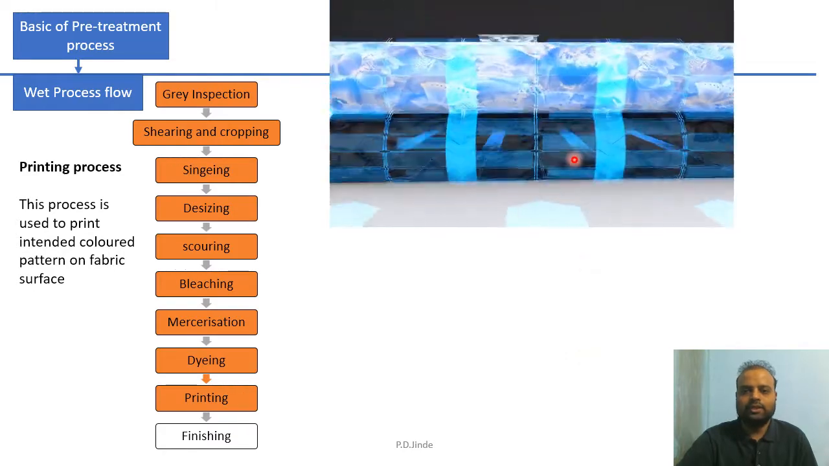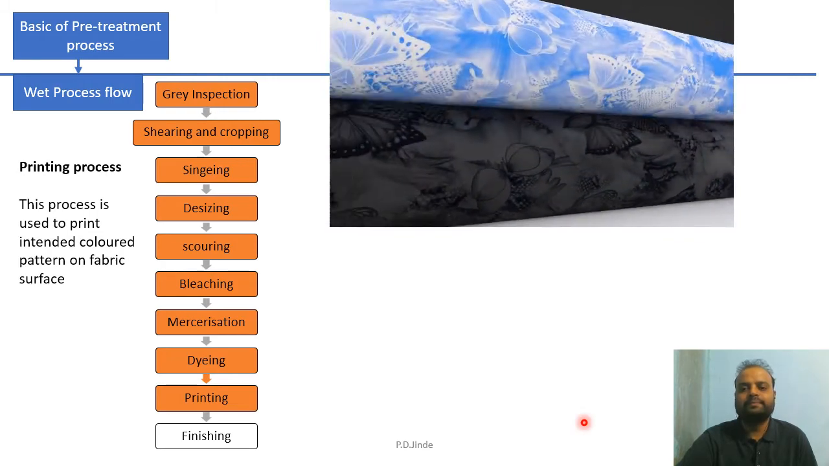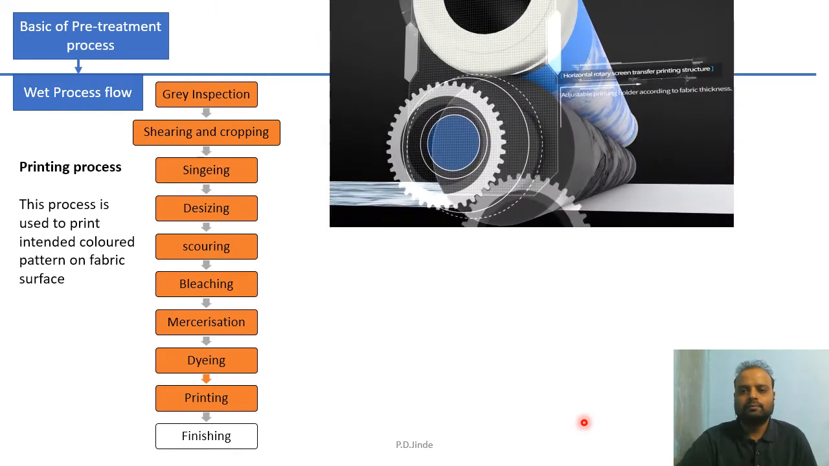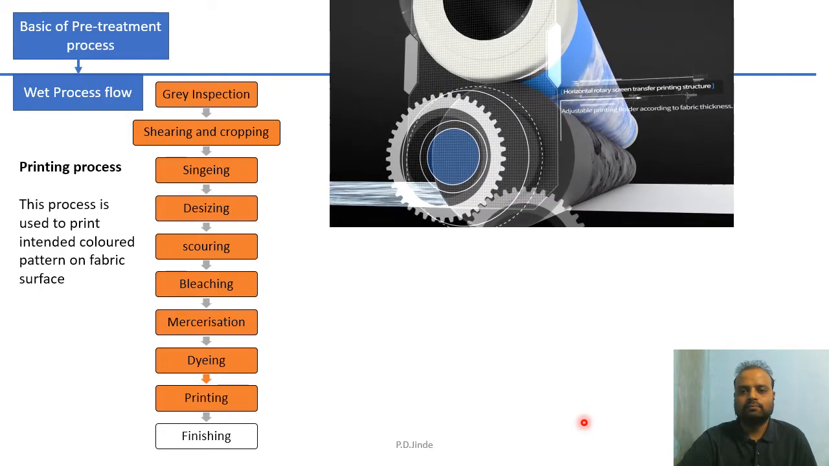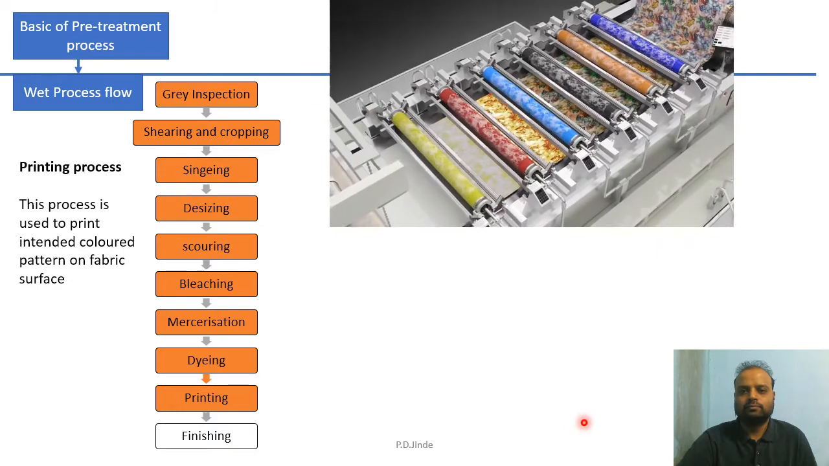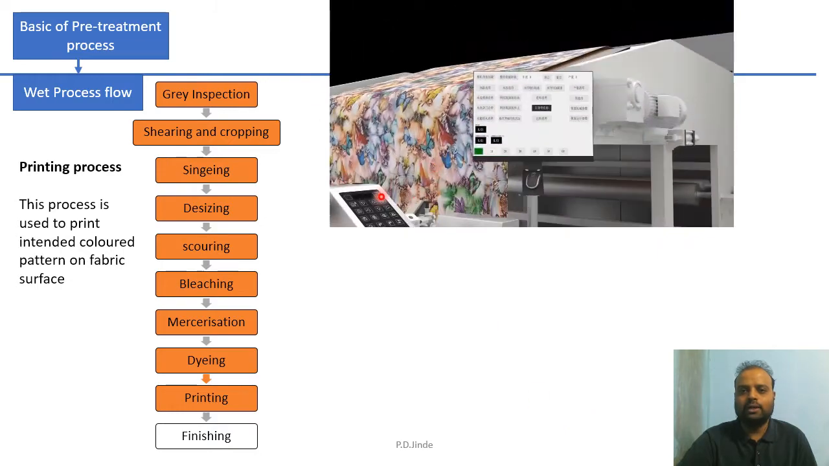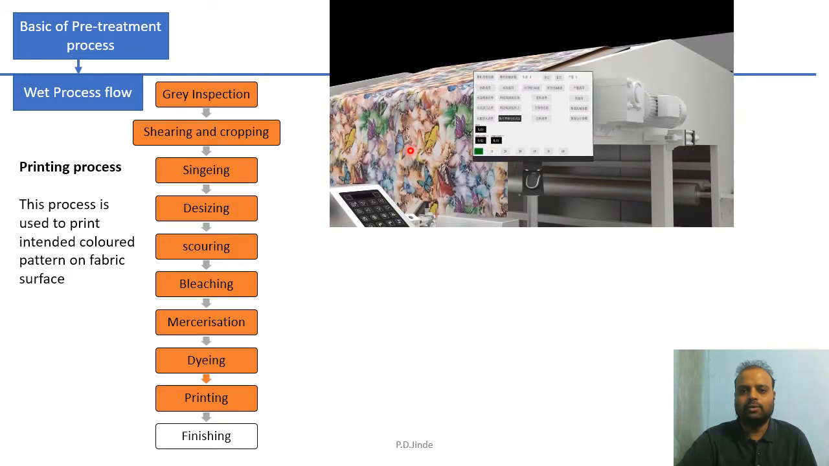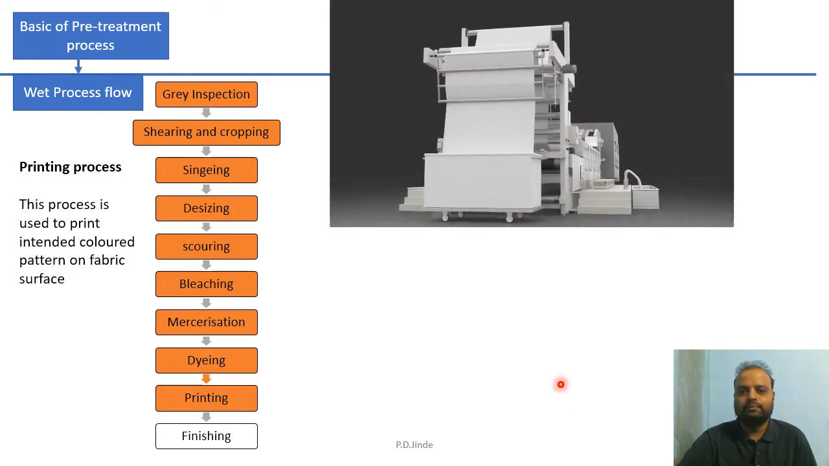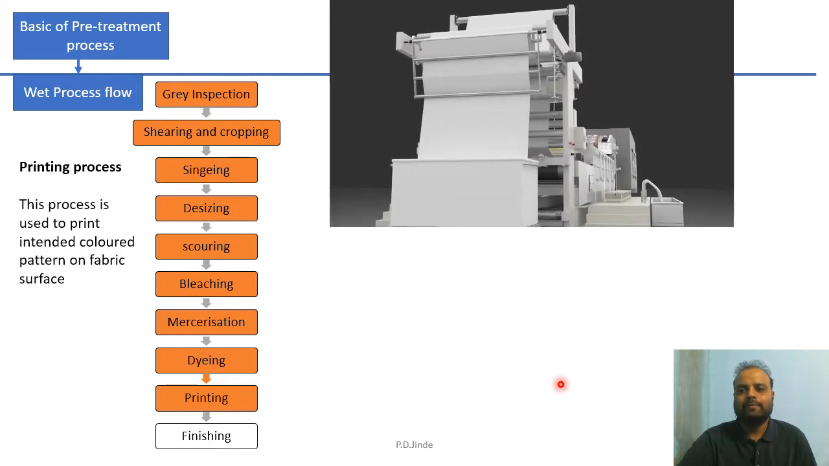Fabric is moving in this way. Blue color is applied. Initially fabric is white, now then yellow, red, blue and ultimately multicolor over here. Once fabric is printed, then it is dried.